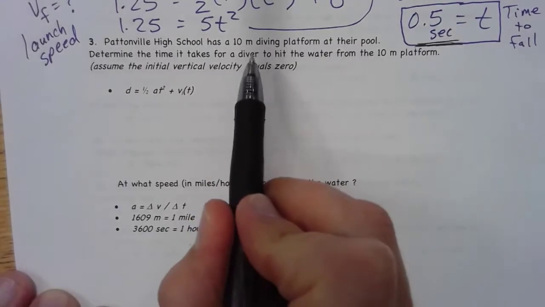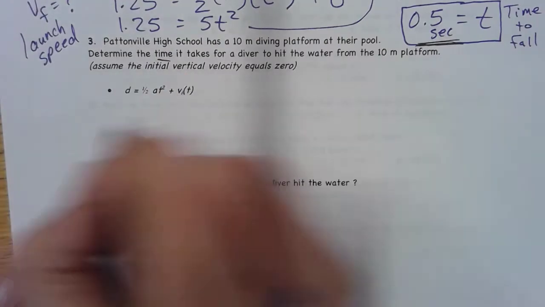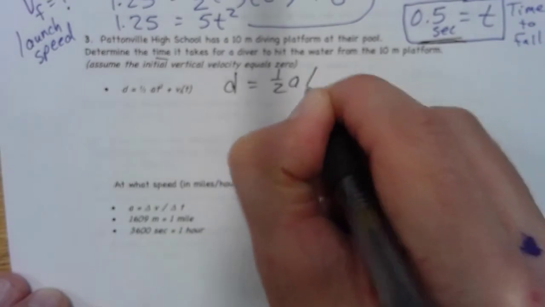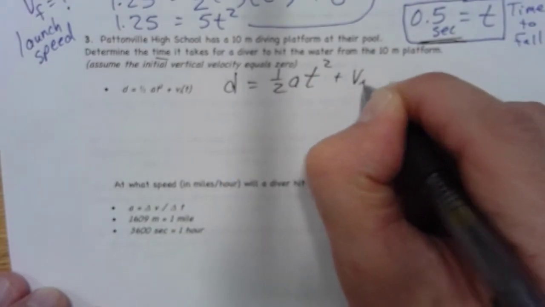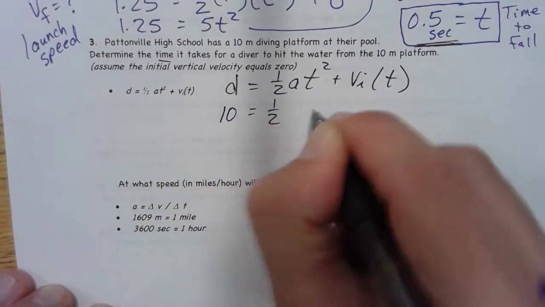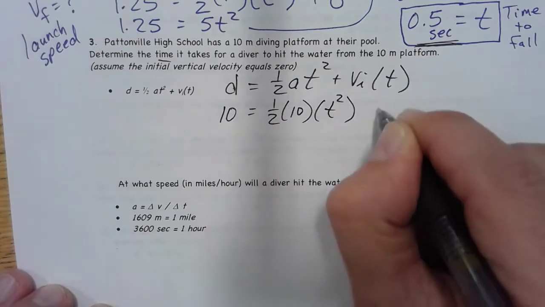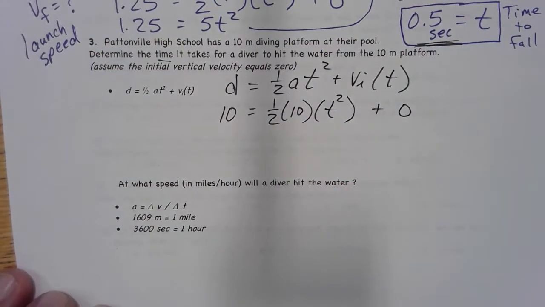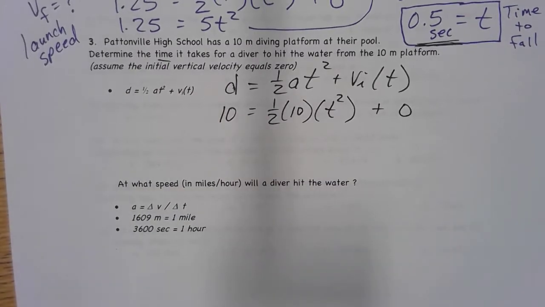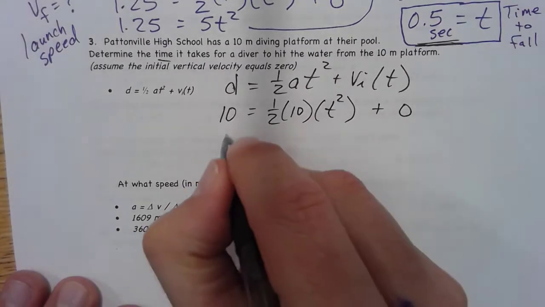Okay, so they have a 10-meter platform. Question here is find the time. Okay, I guess I'll rewrite this, just helps to look at it. Our distance is 10. Our acceleration is also 10. And we want to figure out how much time that takes. Yeah, so we're just assuming the diver's just falling. They're just standing on the edge and they just fall. So our initial velocities are 0.